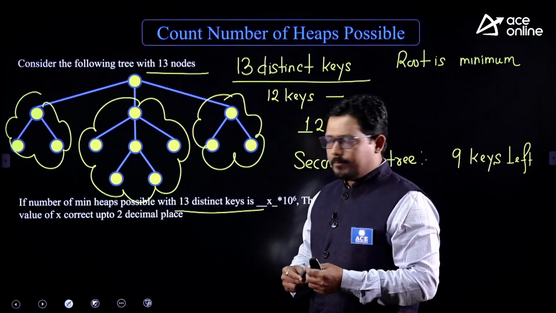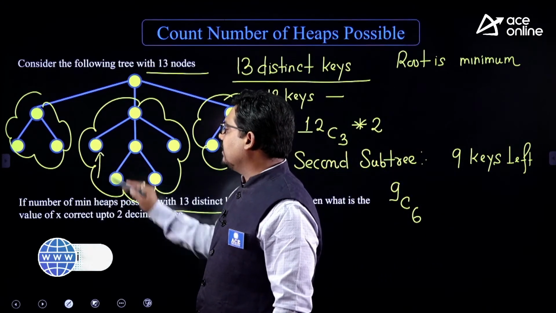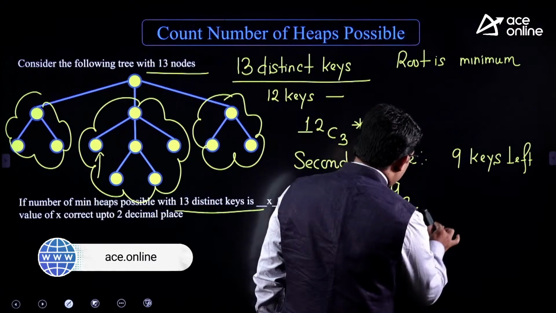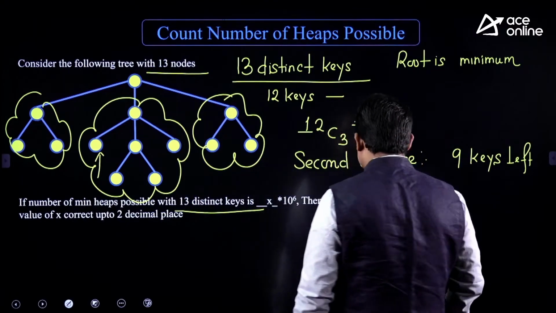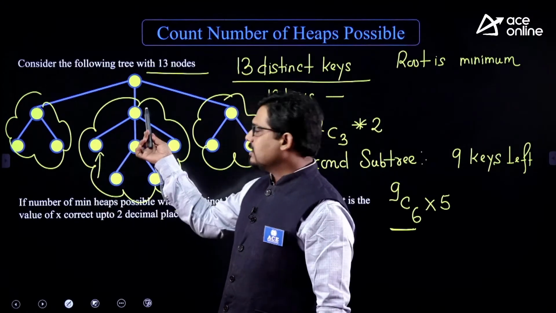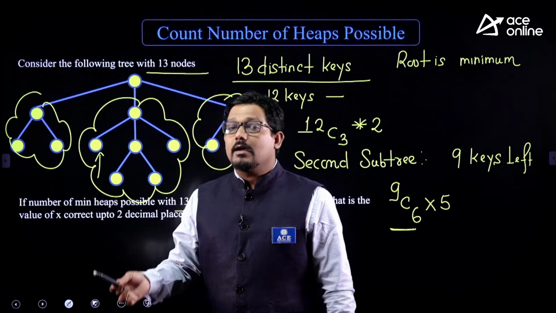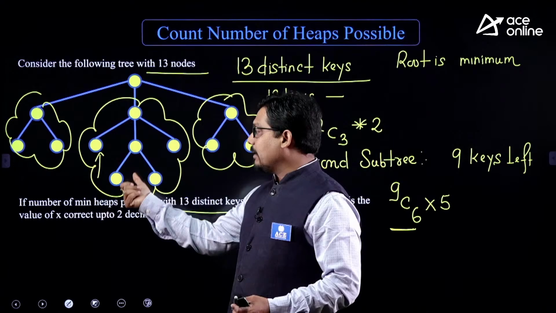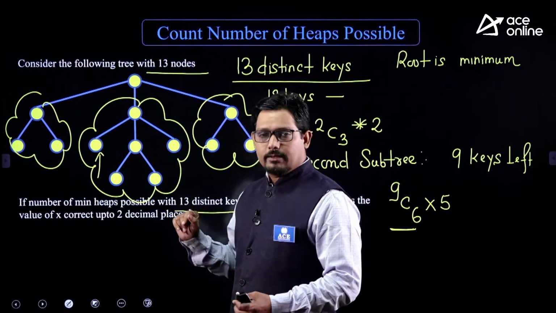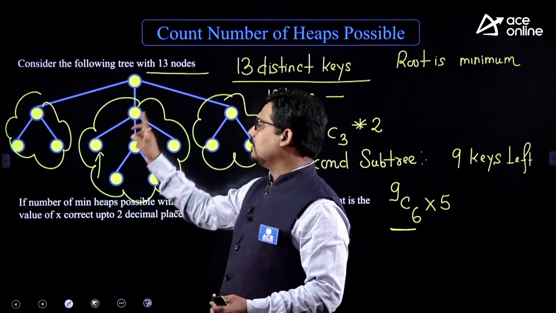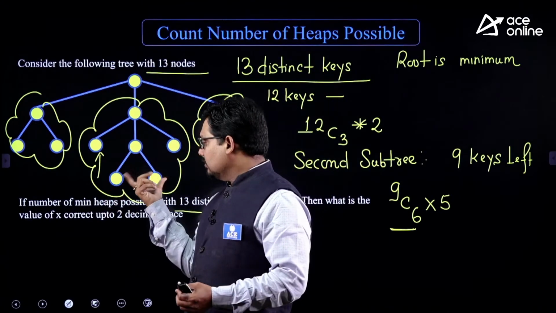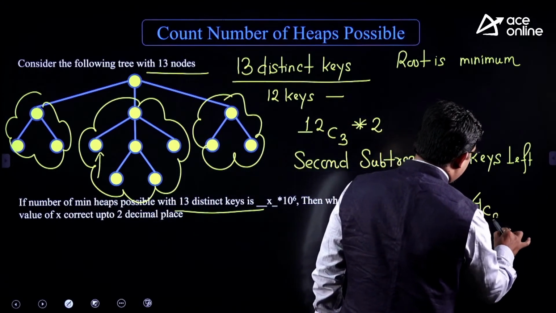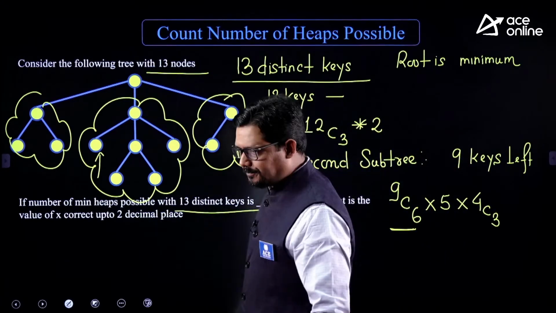So the remaining is 5. The key that will be assigned here can be chosen in 5 ways. So among this 9C6, there are 5 ways by which I can select this particular node. One is the root, 6 minus 1 is 5. How many remaining? 4. How many do I need to select for this subtree? 3. How many keys are there? 6. 1 becomes the root and 1 becomes this child. How many ways can I select 3? So this will be multiplied by 4C3, which is actually 4.